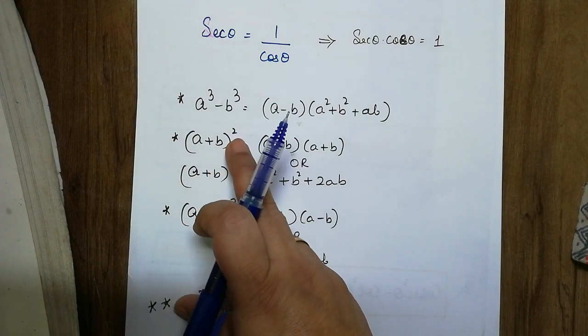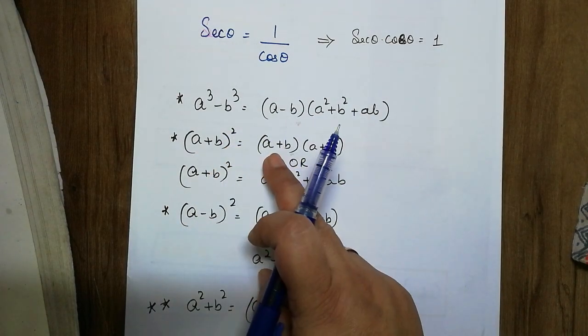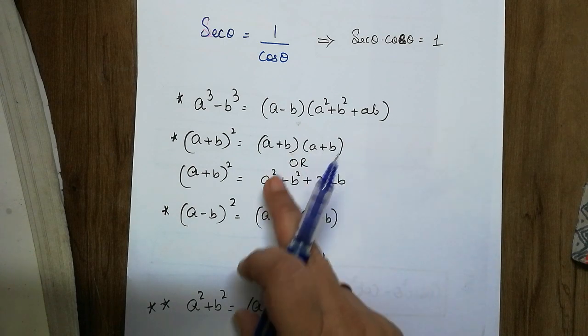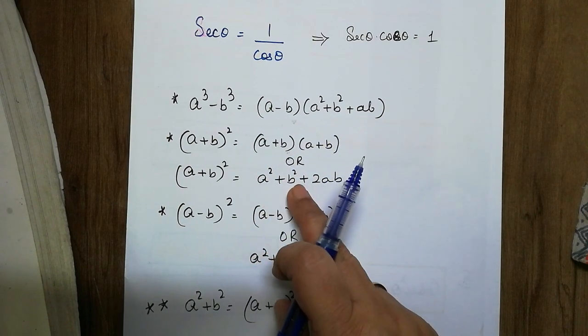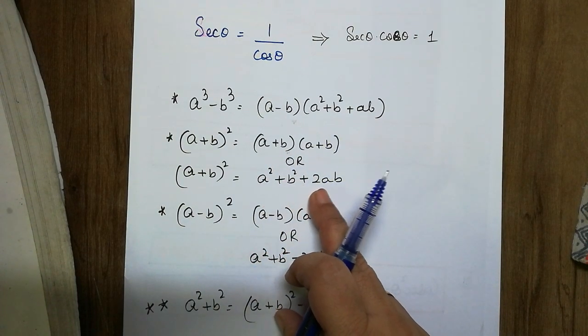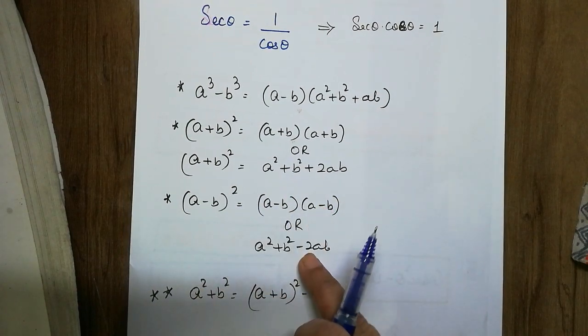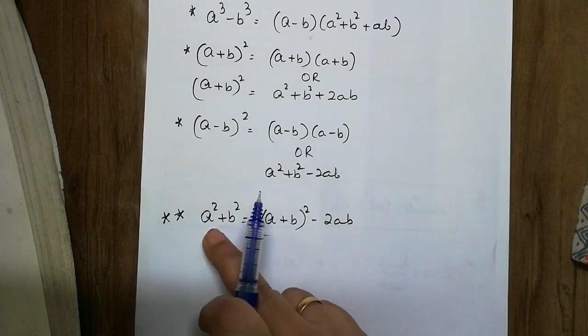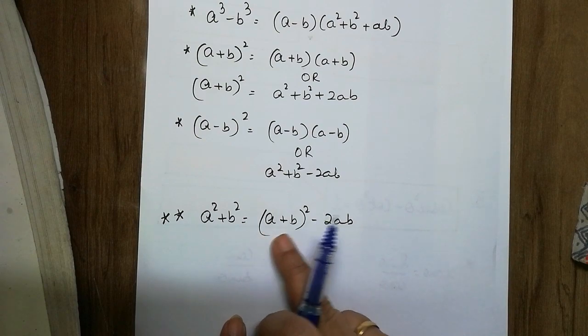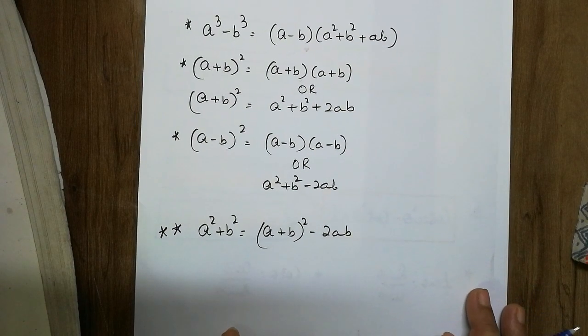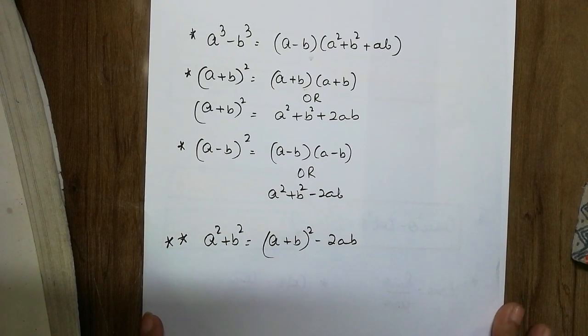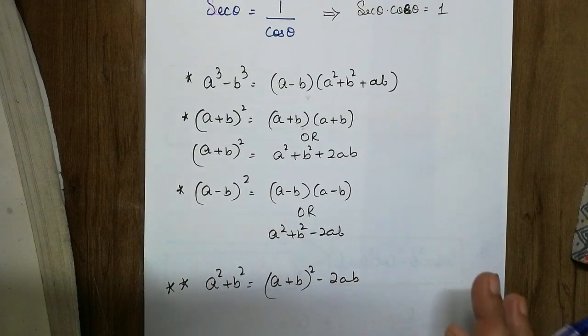Here a plus b whole square I have written in two forms, either a plus b into a plus b, or a square plus b square plus 2ab. Now the same thing over here, one more, a square plus b square equal to a plus b whole square minus 2ab. So whenever and wherever required we will be using these identities.